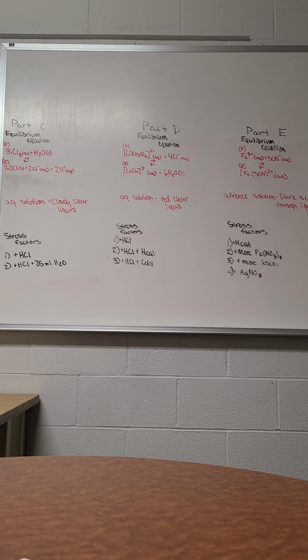So in part C, the aqueous solution, which was BiCl3, which is a solid, plus 2 milliliters of H2O, is a cloudy, clear liquid. Then 2 stress factors were added. When HCl was added, the cloudy, clear liquid remained clear. It was no longer cloudy, and then crystals formed in the bottom of the solution.